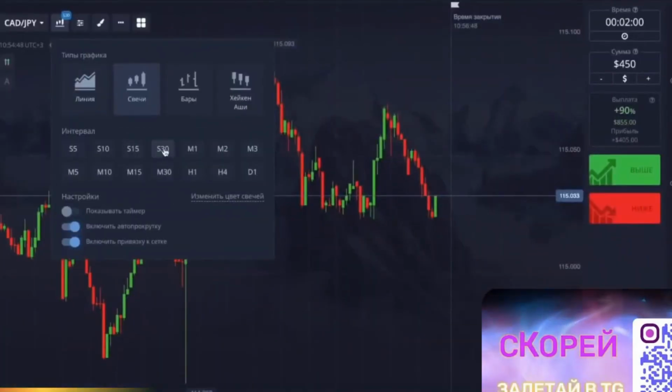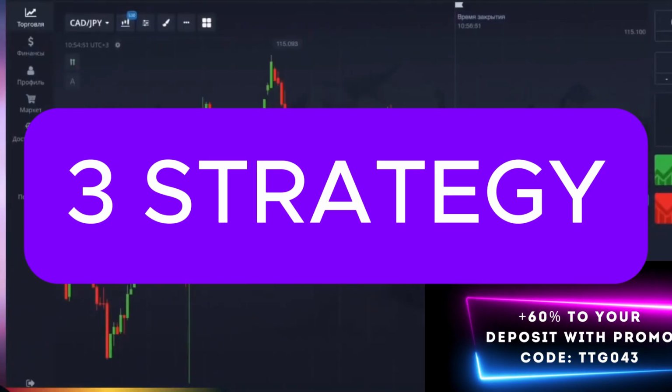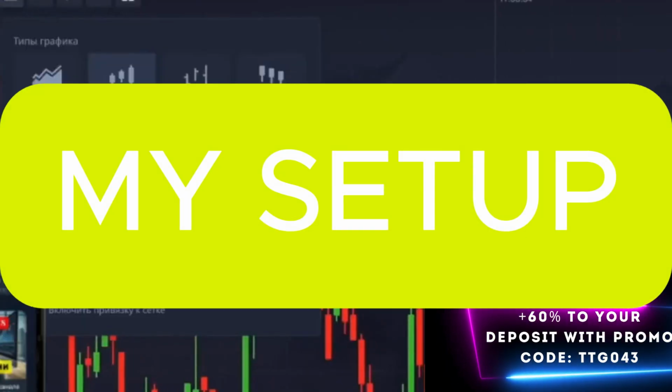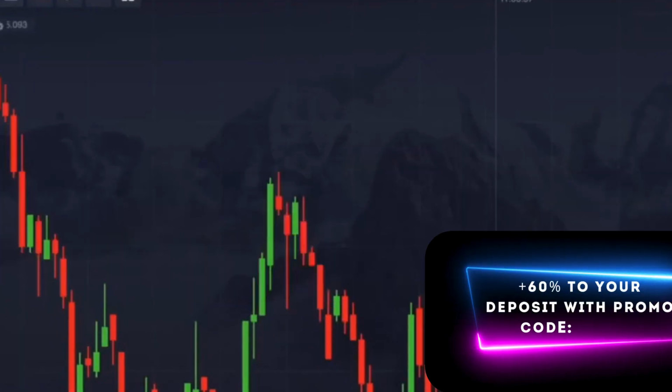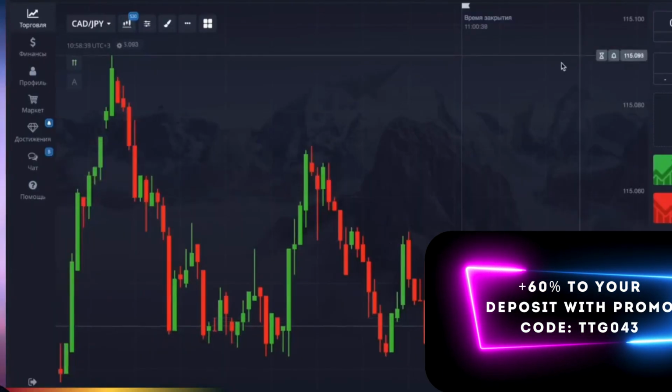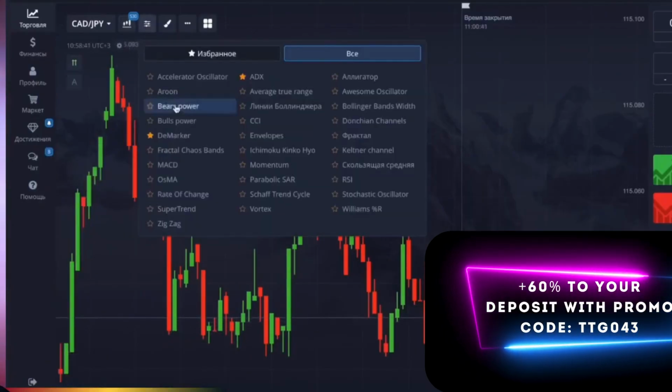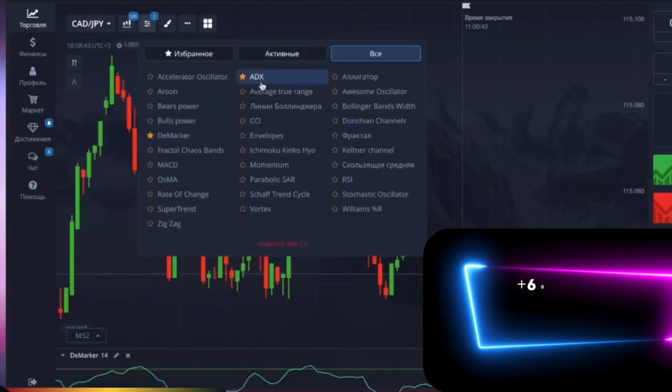I'll be working with a 30-second candle interval and a 2-minute trade execution time. To start, select the candle's chart type and set the candle interval to 30 seconds. Next, immediately set the trade execution time to 2 minutes. Then, let's add the indicators. Today we'll be using DMarker and ADX.